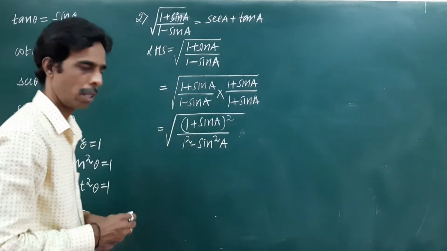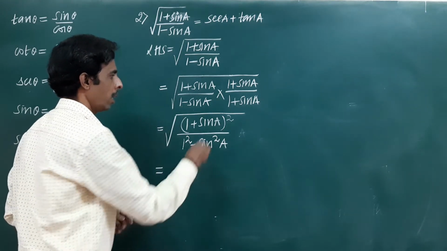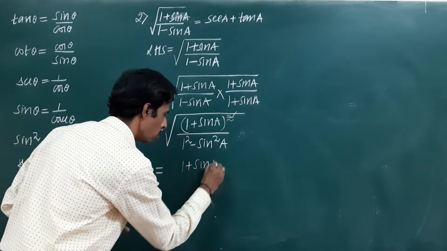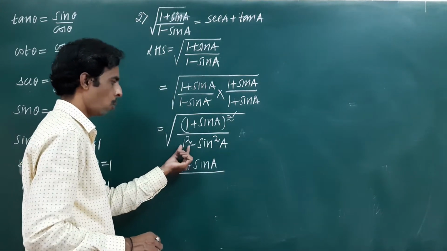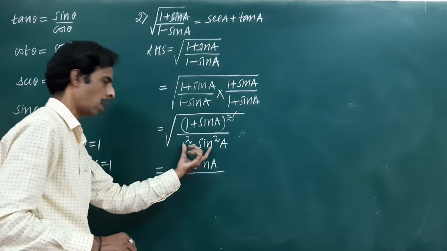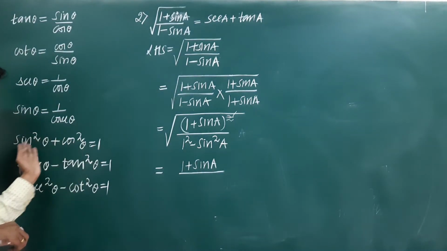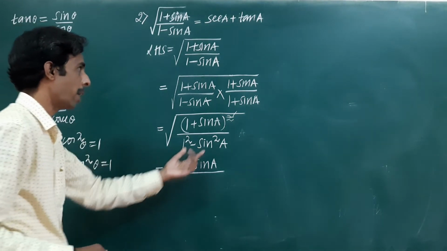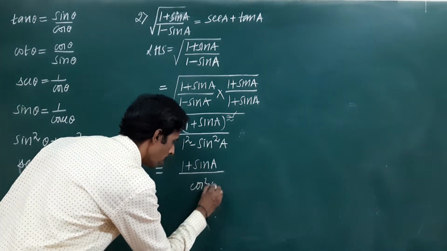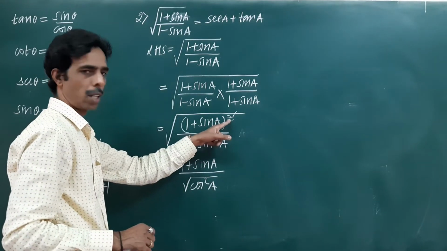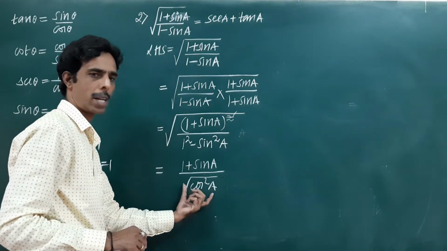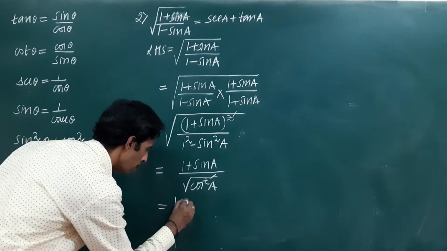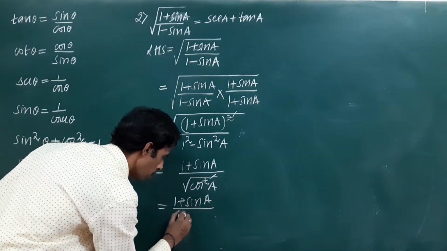Next, square and square root both are gone from the numerator side. 1 plus sin a is only remaining, and in the denominator side 1 square is 1 minus sin square a. Taking sin square a to the right hand side, cos square a equals 1 minus sin square a. So 1 minus sin square a can be written as cos square a. It is under root only. Square and square root are gone from the numerator side. The square root is there on the denominator side, so I have written the square root as it is. Now square and square root both are gone here. So 1 plus sin a divided by 1, just it is cos a.